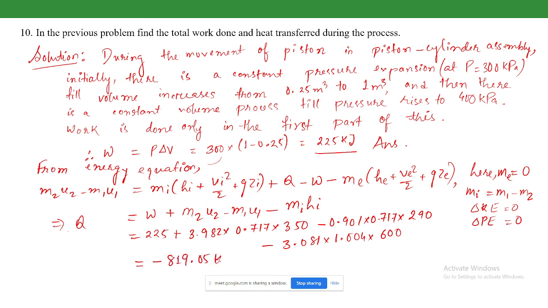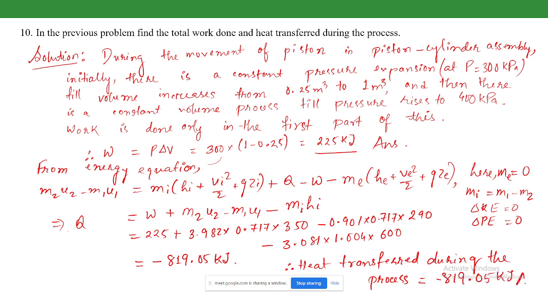So if we put in all these values, it will come out to be minus 819.05 kilojoule. Therefore the heat transfer during the process is equal to minus 819.05 kilojoule. The answer. This is a heat loss actually.